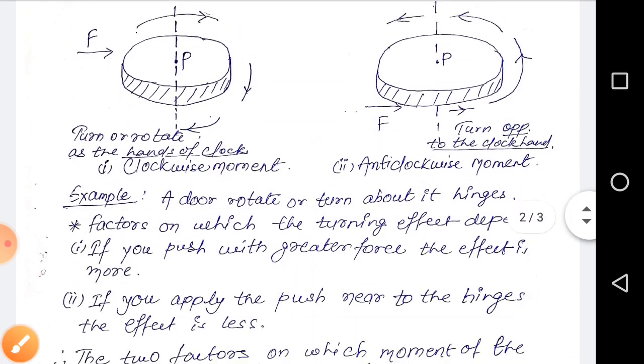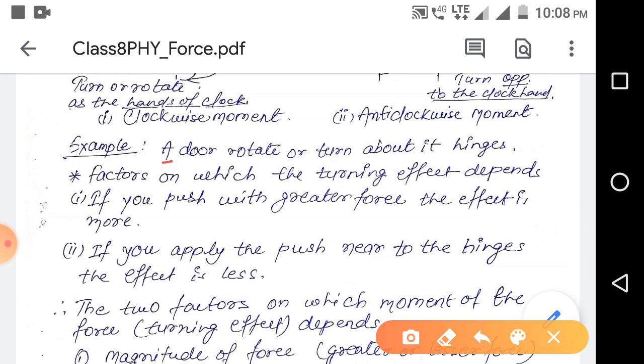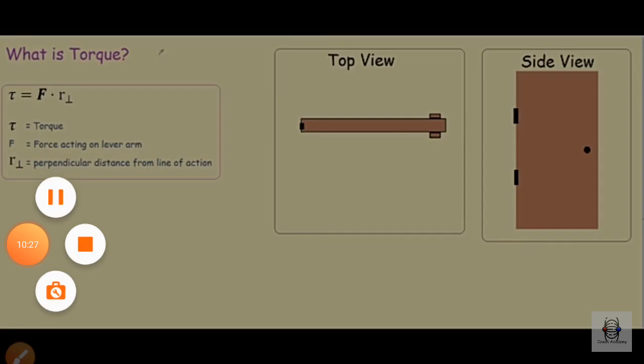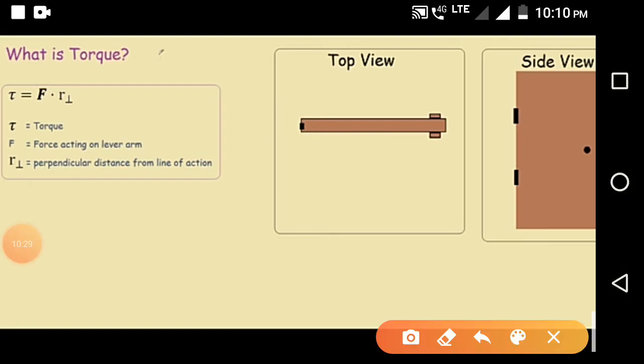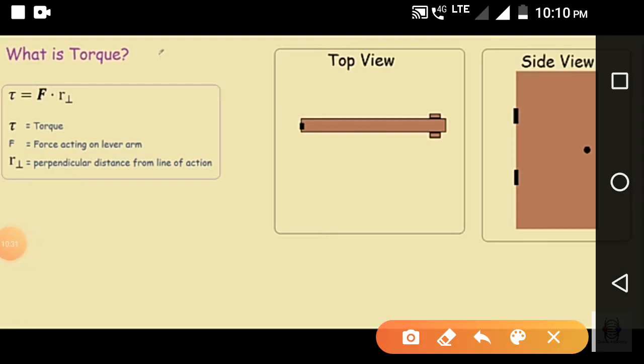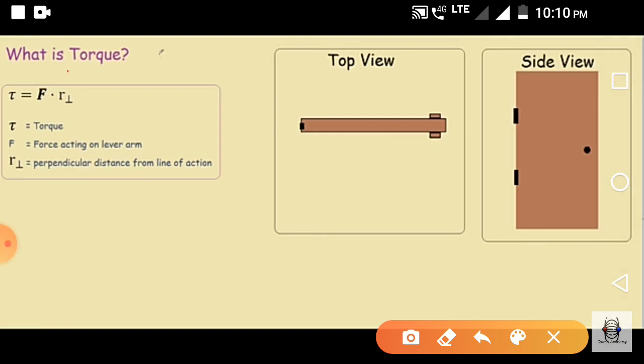Now see the examples. A door rotates or turns about its hinges. That means you know that a door rotates whenever it is pushed, and it opens or closes, so it rotates about its hinges. So what are the factors? To proceed to these points, let us see some examples. Now see this. Here we are studying the moment of force, which is also called torque. Okay, so see, we have two pictures as an example.